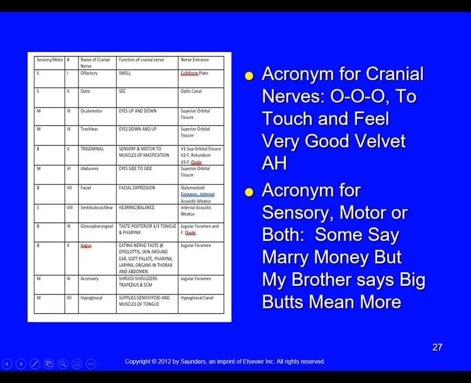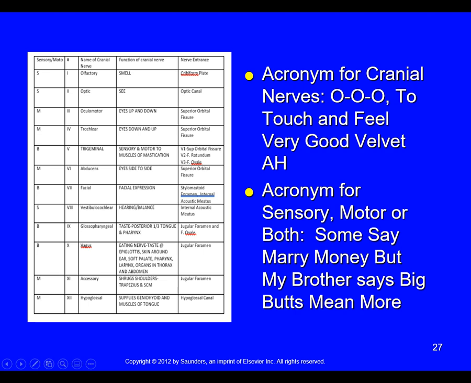And then we've got the glossopharyngeal, number 9, which is both. This is important, the taste to the posterior 1/3 of the tongue, and then the pharynx. So glosso for tongue, pharyngeal for pharynx. This is coming through the jugular foramen and the foramen ovale.